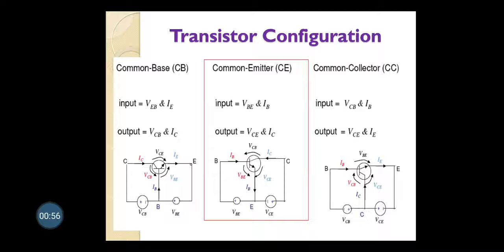So you can see in common collector configuration the input voltage is VCB, and IB is the base current, the input current, and the output voltage is VCE and IE is the emitter current. But in all these configurations I have used an NPN transistor, so the voltages and currents which I have maintained for common base, common emitter and common collector are for the NPN transistor.